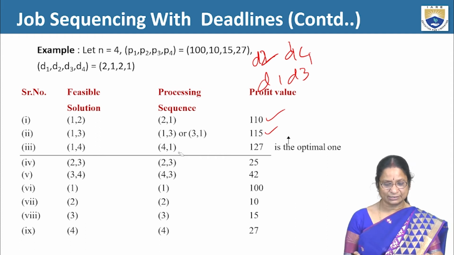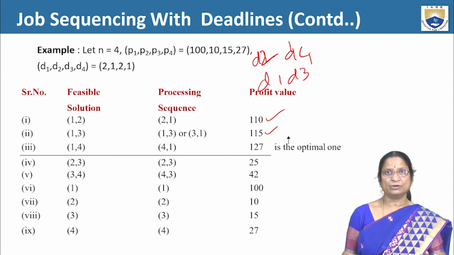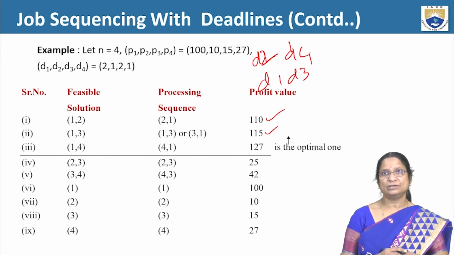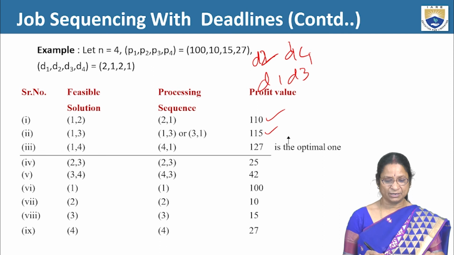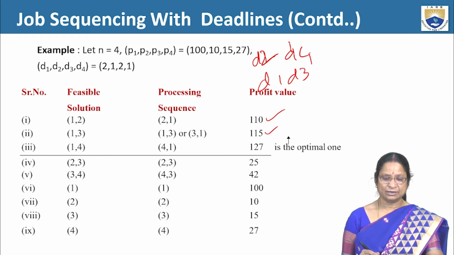Like that, I'll get all the other combinations. If you consider 2 and 3, 2 has a profit of 10 and 3 has a profit of 15, so 25 will be there. And the order can be 2 in the first slot and 3 in the second.